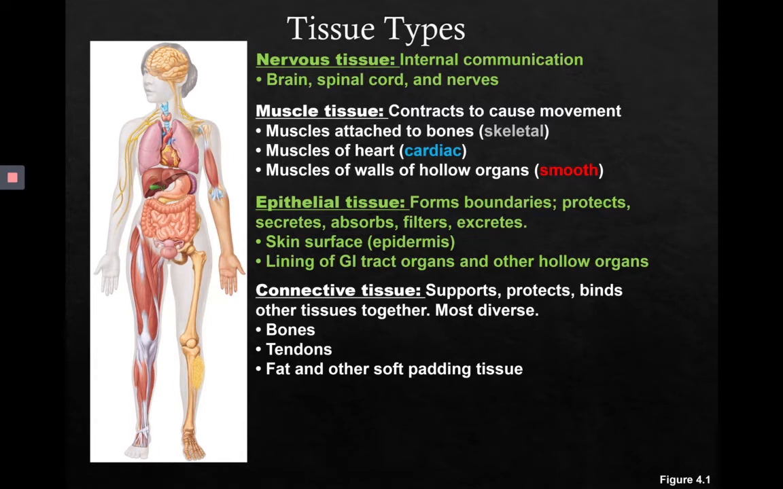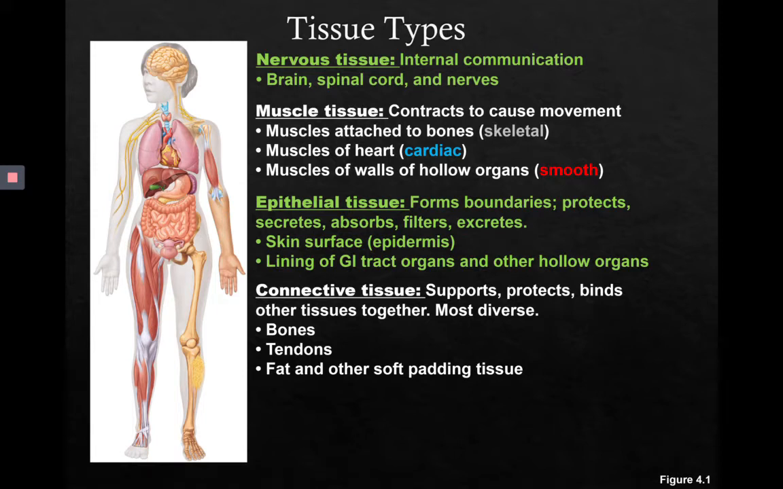We can also talk about connective tissue, and connective tissue's name is very apt. It connects things. It supports, it protects, it binds, it holds stuff together. It's by far the most diverse because it includes things like bone, blood, but also fat or tendons. So there's going to be tons of different types of connective tissue. It's the biggest category of tissue types.